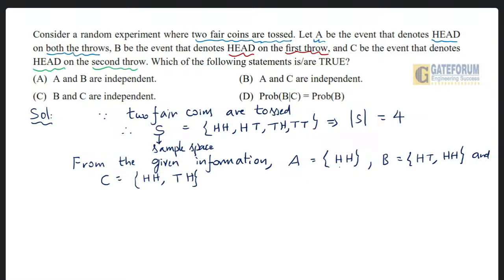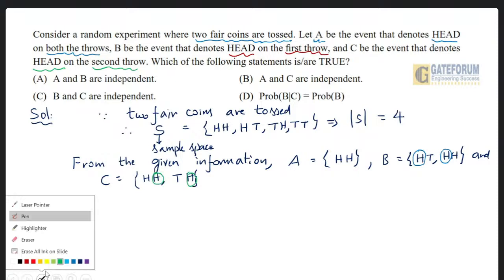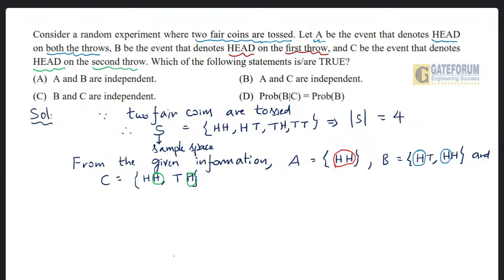So now I will mark this: head on both the throws, head on the first throw, head on the second throw. Now, two events A and B are said to be independent according to the probability procedure if P of A intersection B is equal to P of A into P of B. That's why I'm calculating A intersection B, B intersection C, A intersection C, because of the options. And P of A given B is equal to P of A: the probability of the conditional event A given B is equal to the probability of the numerator event A, whenever the events are independent.